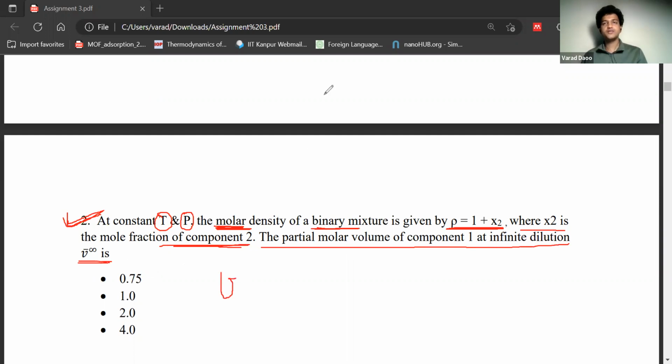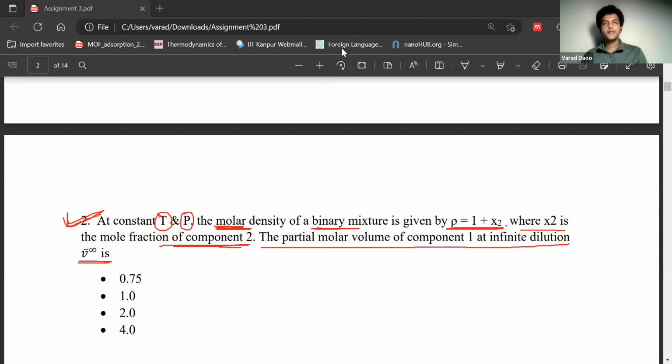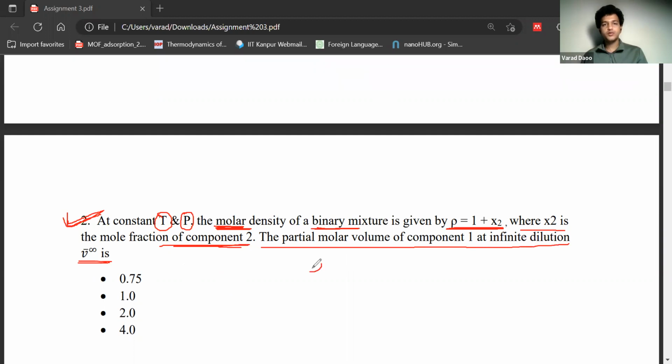So what they are giving is rho equals 1 plus x2. This is rho total, and let's say its unit is mole per meter cube, because it's a molar density. And what they want is V1 bar at infinite dilution. This is equal to what? I hope the question is clear to everyone.